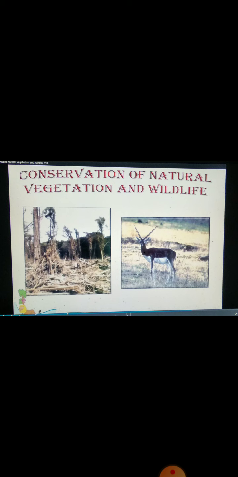So, in other words, I will end this module with the last statement, that is, the conservation of plants and animals is an ethical duty of each and every citizen that has to be done by each of us.